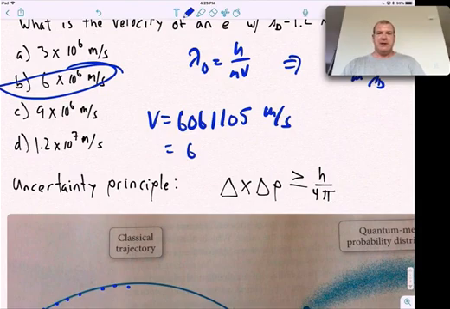And when you're looking at something, you can only understand where it is or where it's going to a certain degree. So if you know exactly where something is, you have no idea where it's going. And if you know where it's going, you have no idea where it is.